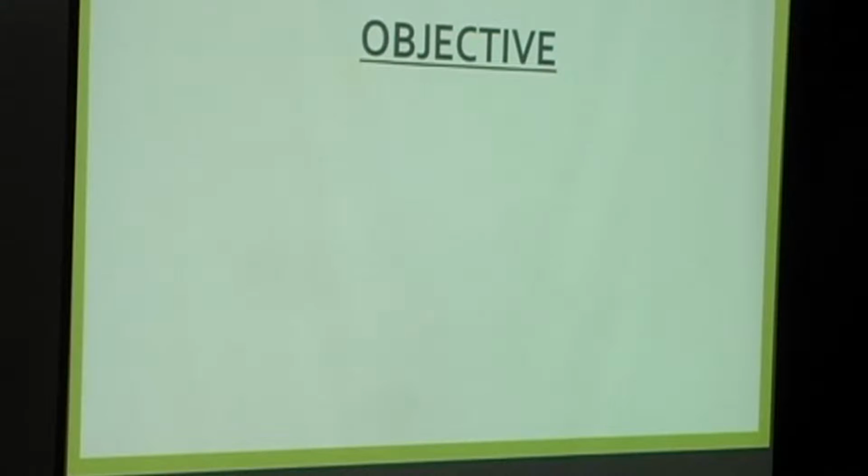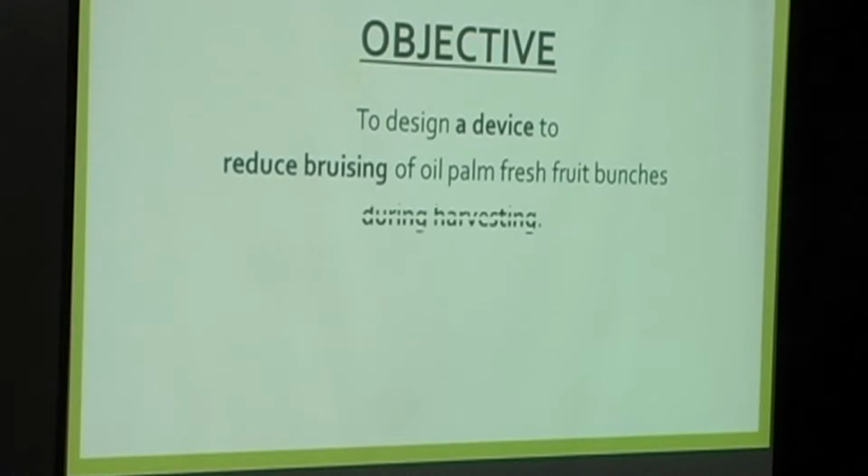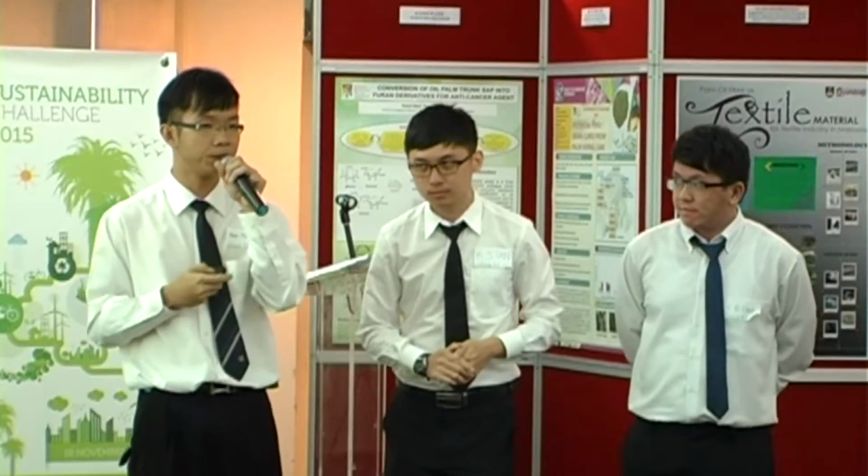So the objective of our project is to design a device to reduce the bruising of oil palm fresh fruit bunches during harvesting. So through some discussion and design, we have come up with two solutions on how we can reduce the bruising. It will be explained by both my teammates. So I'll pass the mic to Mr. Tan.